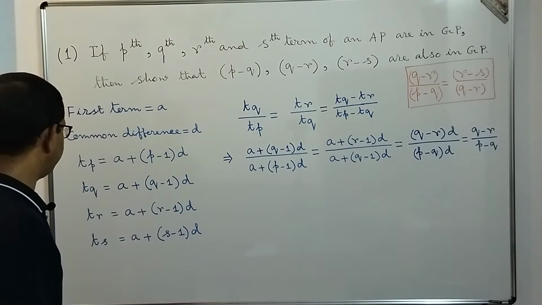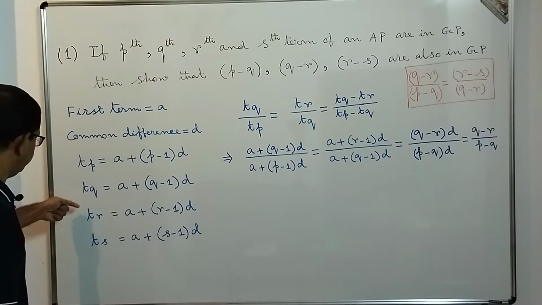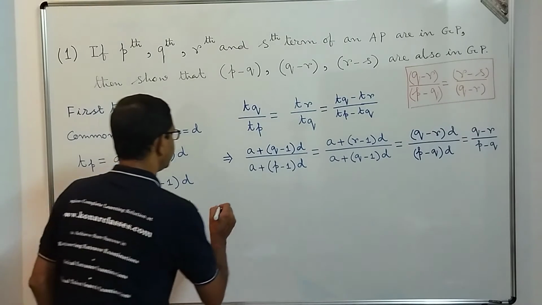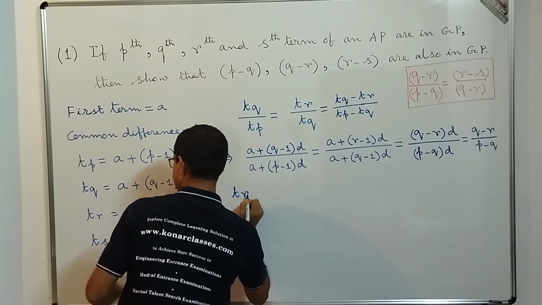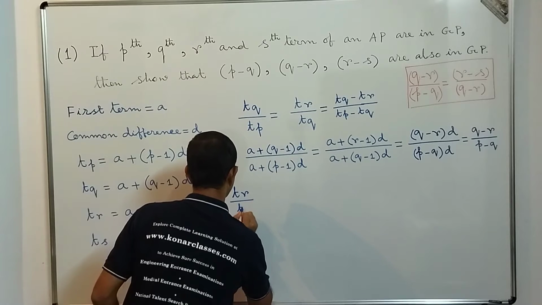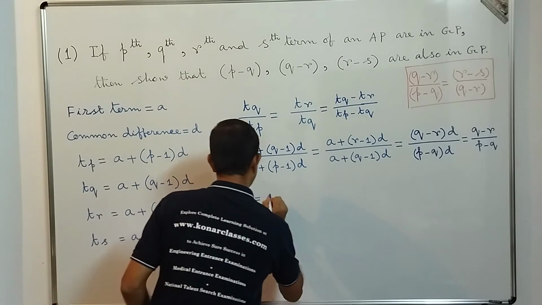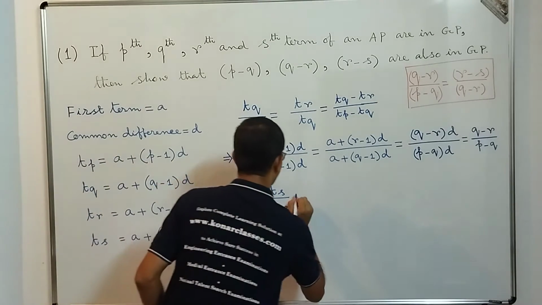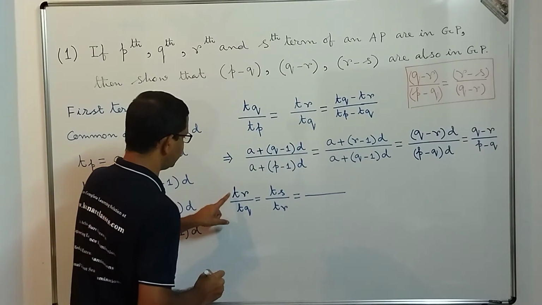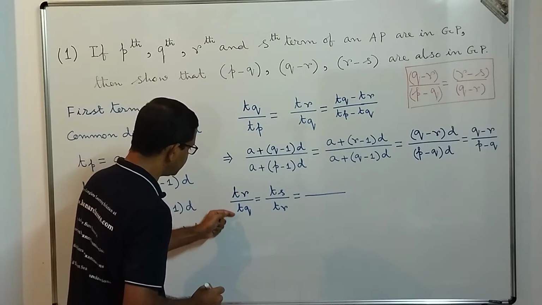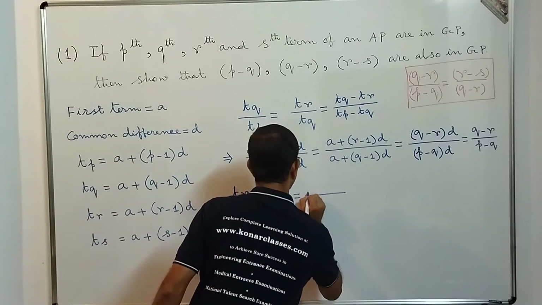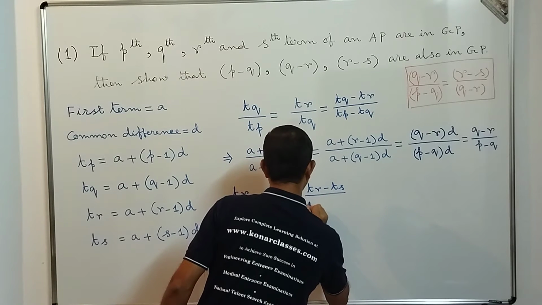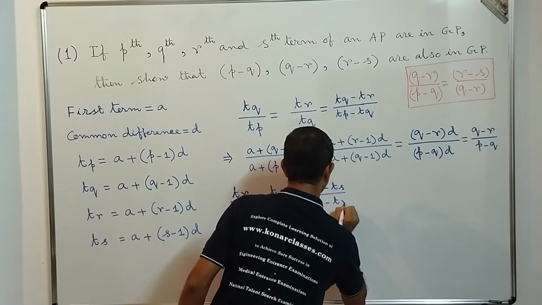Now in the similar manner, what we can write is that TR by TQ is equal to TS by TR. So TR divided by TQ is equal to TS divided by TR, and from the basic algebra we can write, if TR by TQ is equal to TS by TR, that means this is equal to TR minus TS divided by TQ minus TR, correct?